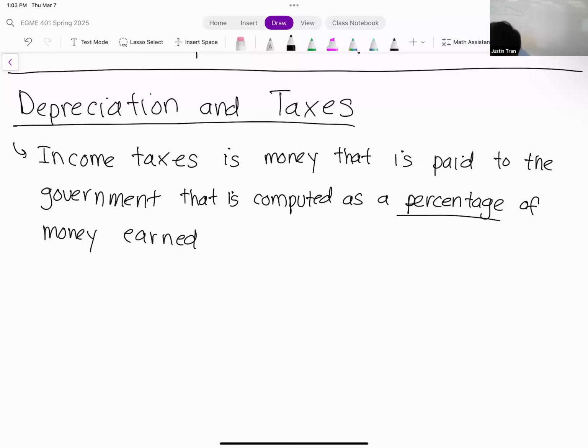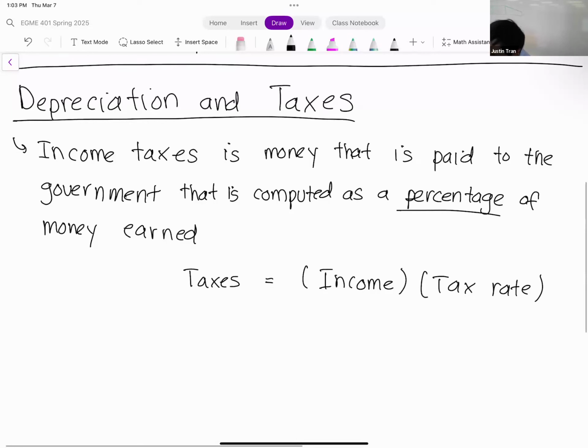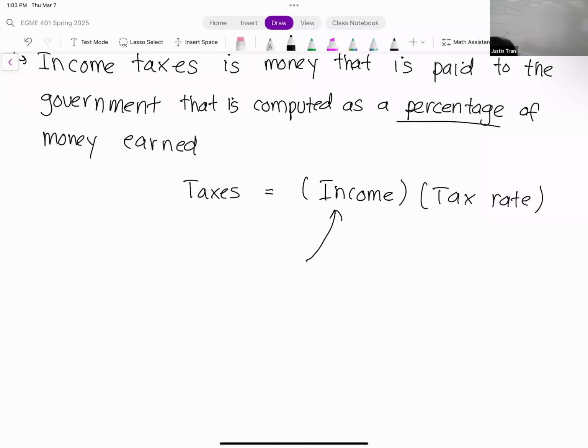We went over this formula last time. The taxes that you pay are equal to the product of the income or revenue that you make multiplied by the tax rate. Very simple. Of course, there are ways to reduce your tax burden, and the primary way that businesses do this is by reducing this number right here that I'm pointing to.